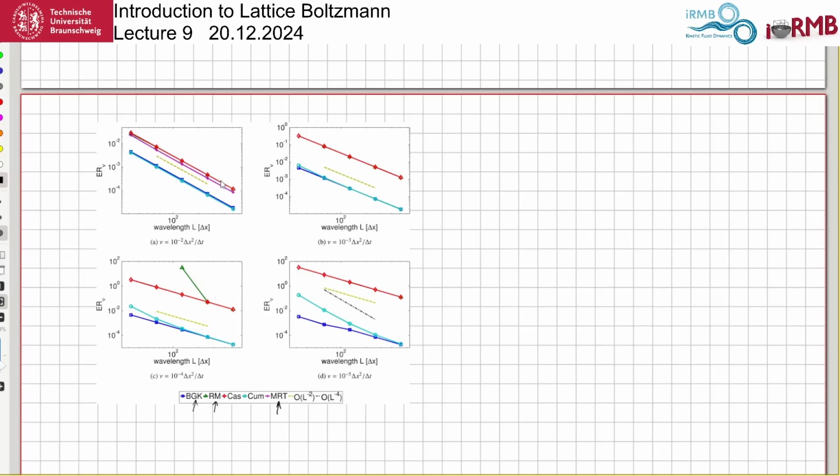The thing is, up here we are not talking about the cascaded and the cumulant, but we talk about the MRT here. So we get this line for the MRT at this relatively high viscosity. If we go to lower viscosities, there is no MRT anymore because the orthogonal MRT is unstable. Yeah, and it is unstable even if all the ghost moments are the same. You remember this was the problem last time, but here they are the same and it is still unstable.